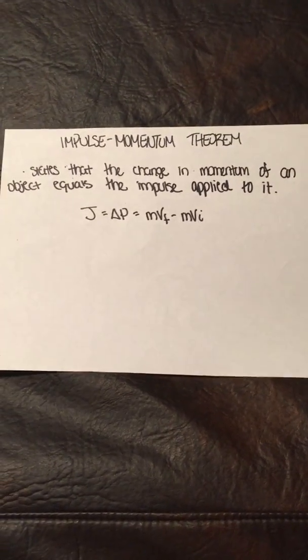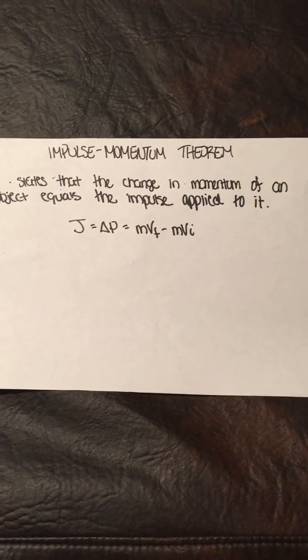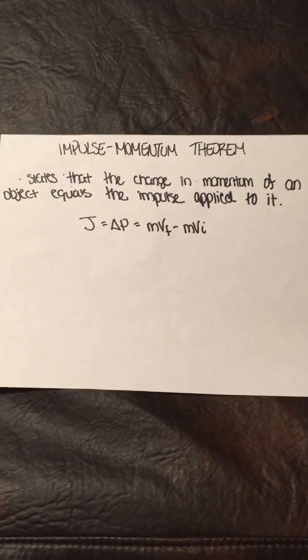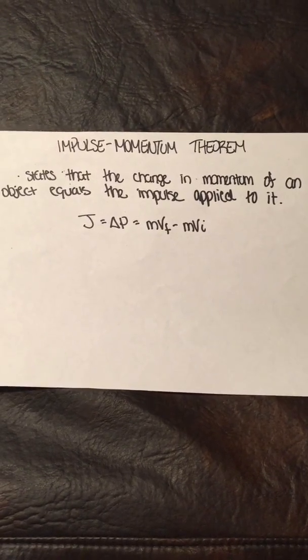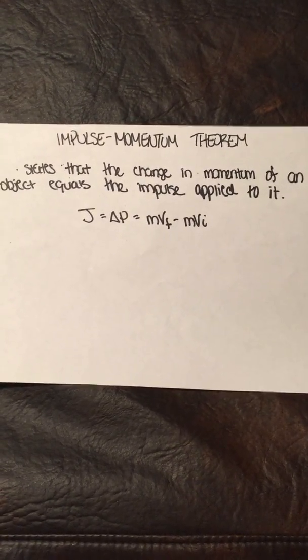Lastly, we must also note the impulse momentum theorem. This theorem states that the change in momentum of an object equals the impulse applied to it. Therefore, the impulse equals the change in momentum, which also equals mass times velocity final minus mass times velocity initial.